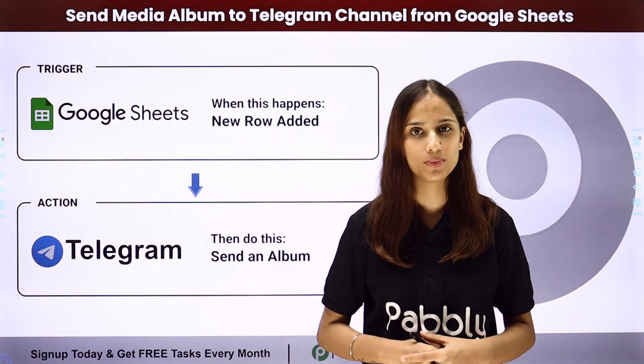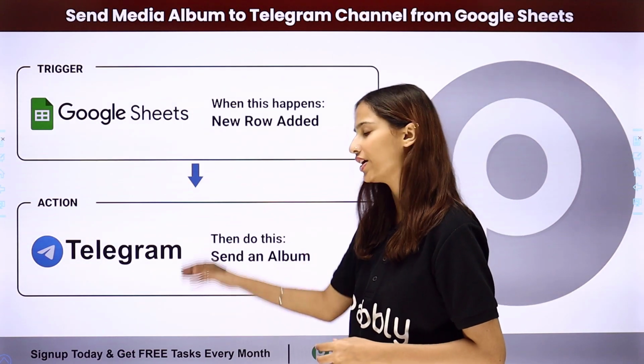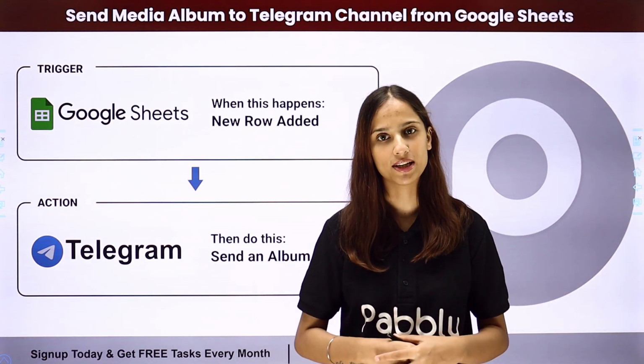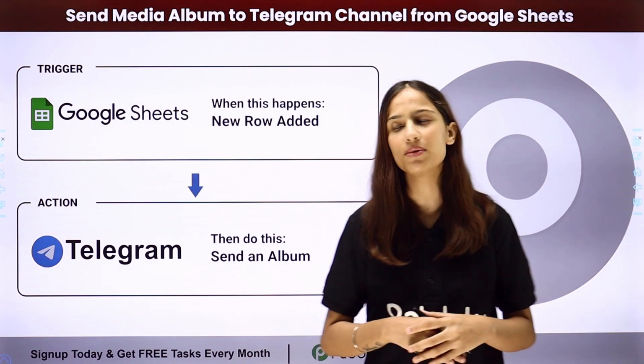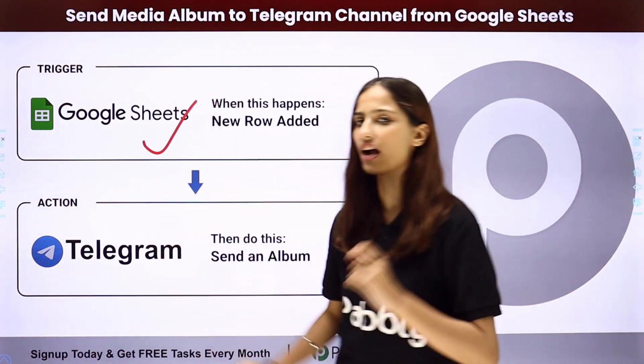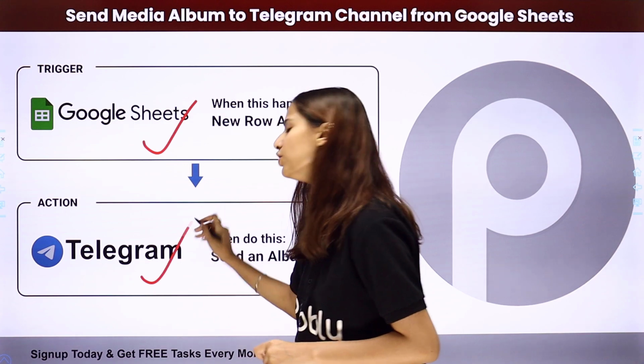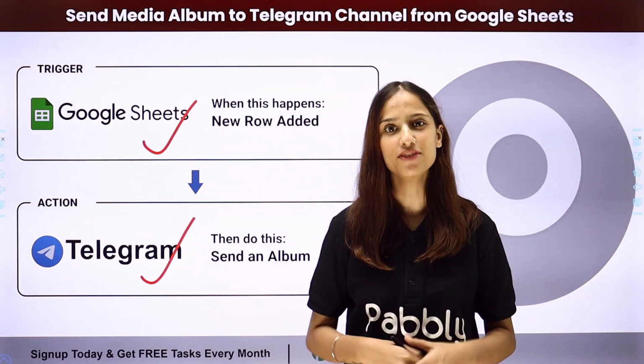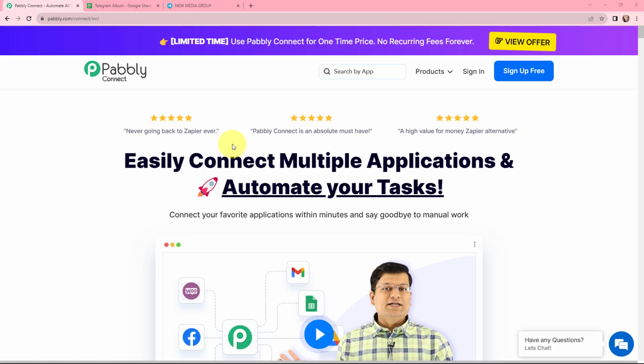Now to do this, you need to build an integration between these two applications, for which you can use Pabbly Connect. So here the trigger application will be Google Sheets and the action application will be Telegram. So to learn more about this integration, follow me through the screen. In this video, we will understand how to send media album to Telegram channel from Google Sheets.